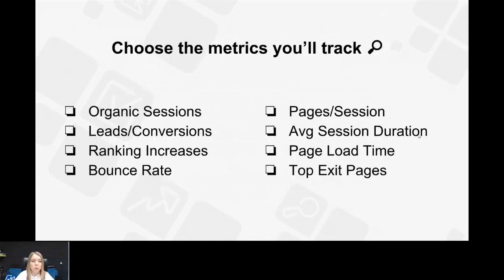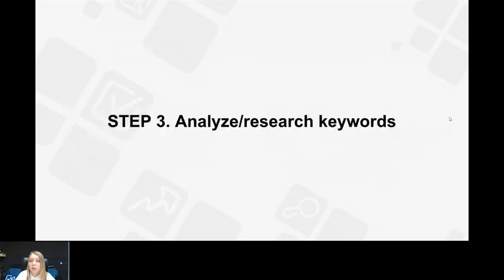Additionally, you can choose some other metrics you're going to track, right? They will also be part of your goals, such as organic sessions, leads, conversions, ranking increases, bounce rate, pages per session, page load time, top exit pages. So you are free to choose and discuss all these metrics with your client. But you should keep in mind that ideally your strategic objectives should be a mixture of SEO KPIs and business KPIs.